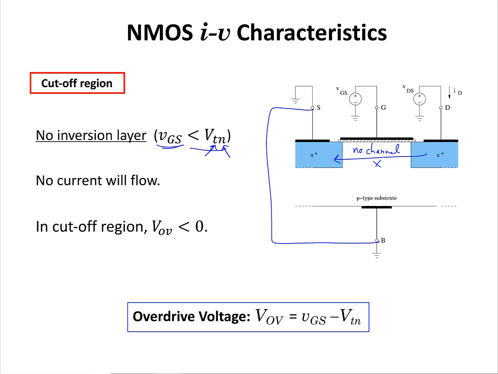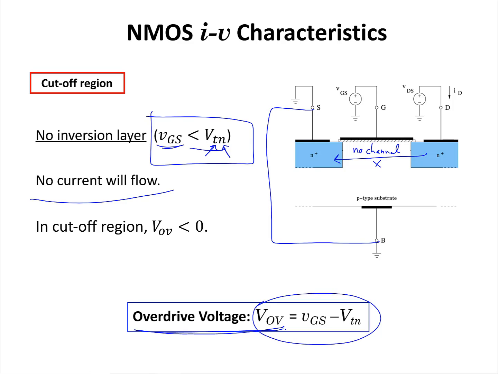To be able to induce an inversion layer under the gate, or generate a channel in the MOSFET transistor, the value of V_GS must be greater than the threshold voltage of the transistor. So for V_GS values less than V_TN, no channel will be induced and no current will flow. There is an important terminology in MOSFET transistors, and that is overdrive voltage. V overdrive is defined as the difference between V_GS and V threshold of the MOSFET. So V overdrive for an NMOS transistor is V_GS minus V_TN. In the cutoff region, V overdrive is less than 0.